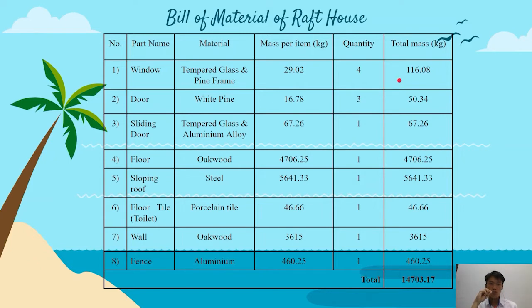116.08 kg. After calculating the weight of each structural component, we total up and we get 14,703.17 kg for the structural component of the raft house.